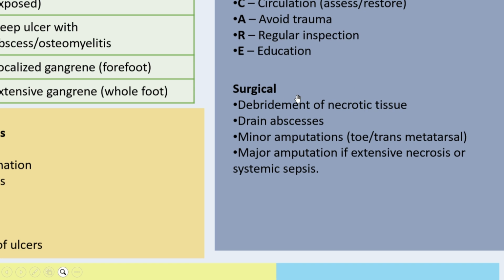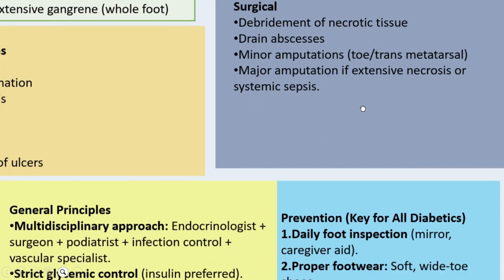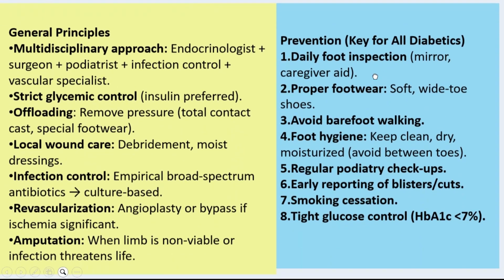Then surgically, we want to debride the necrotic tissue. We drain the abscesses. We can do minor amputations if it's toes, or we can do desaturations, and we can have major amputations if it is extensive necrosis or systemic sepsis. So prevention is very important, and it is key for all diabetics.